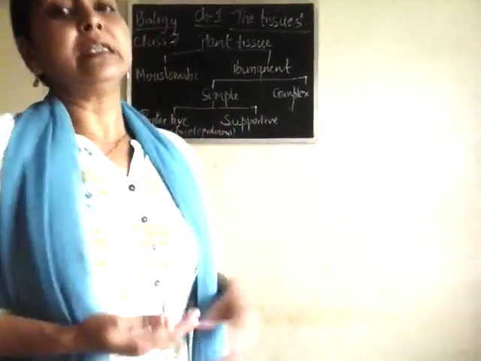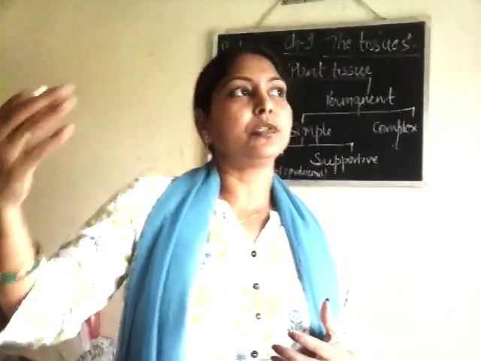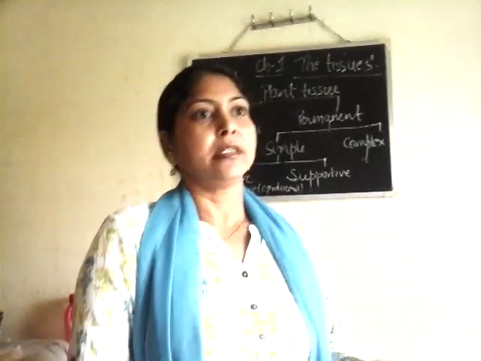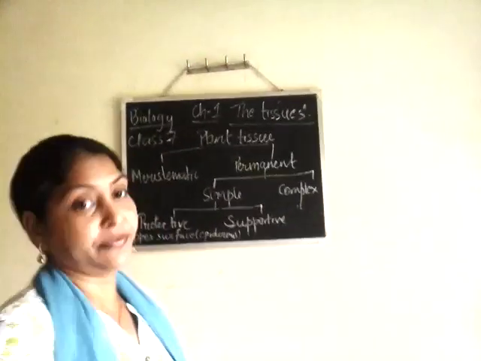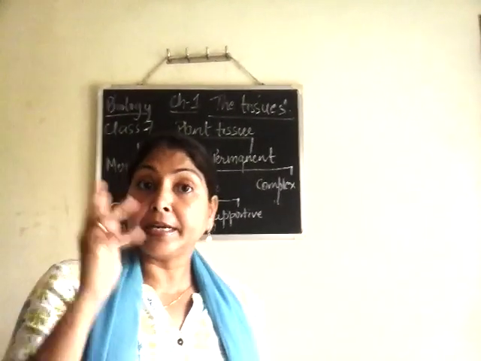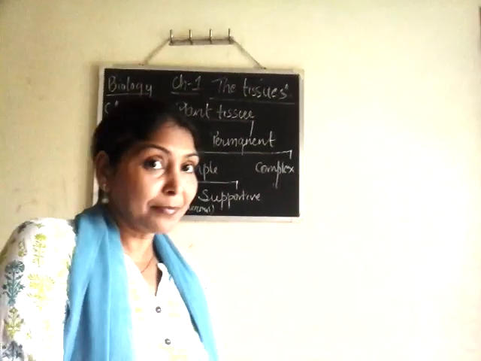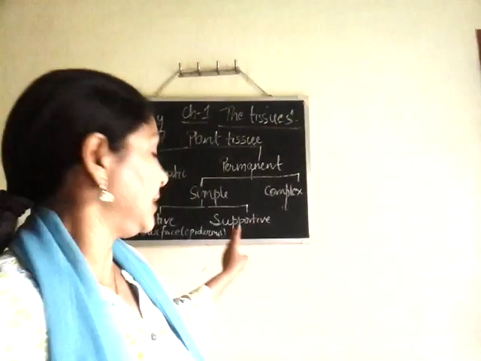Then we move to the supportive permanent tissue. Now this permanent tissue helps the plant to support in various functions. Now I will be showing you a few diagrams of supportive tissue. Supportive tissue is further divided into three types of tissues. Let me write down first the names of the three types of supportive tissue.